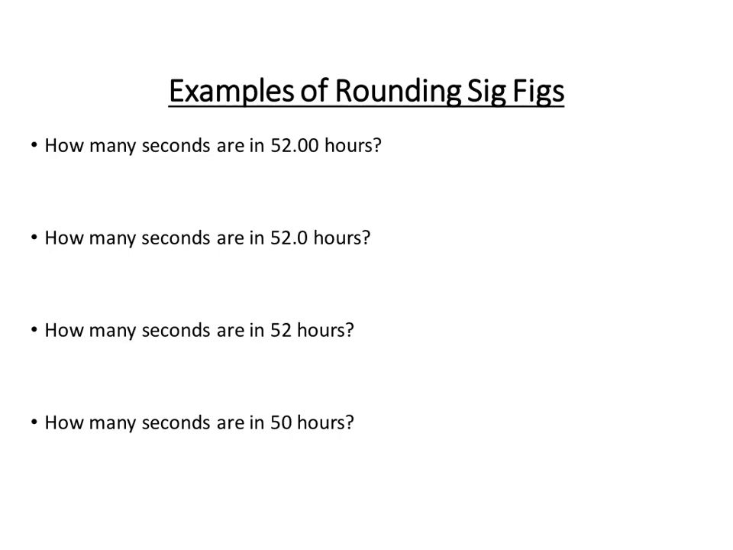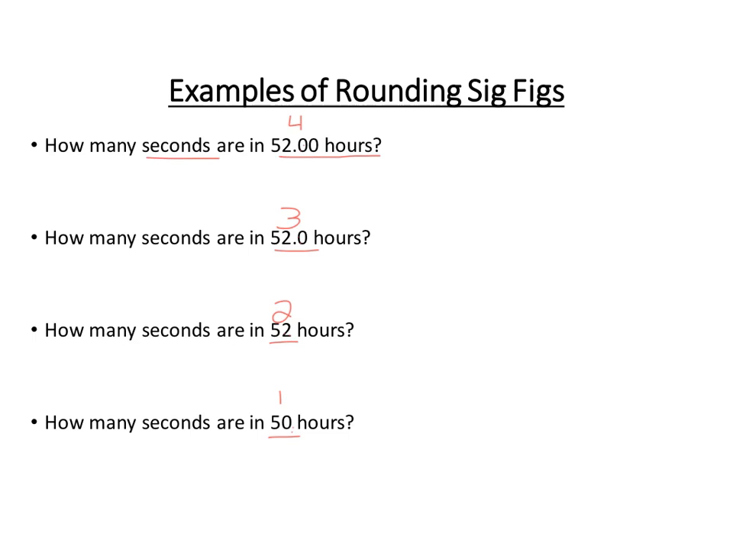So here I have a string of examples where I'm basically asking how many seconds are in this many hours. Now you notice I use 52, 52, 52 and then 50, right? I'm just trying to show you how our answer will change as we decrease the number of sig figs going down here, because here we have 4 sig figs, there's 3 sig figs, 2 sig figs, 1 sig fig. So our answers for each of these questions should have that number of sig figs.